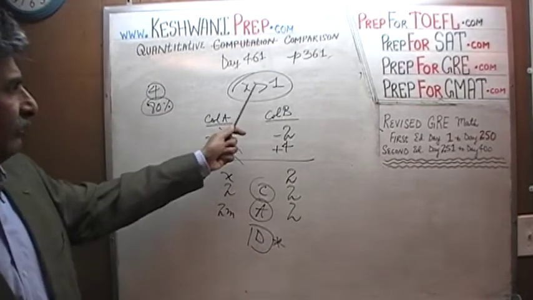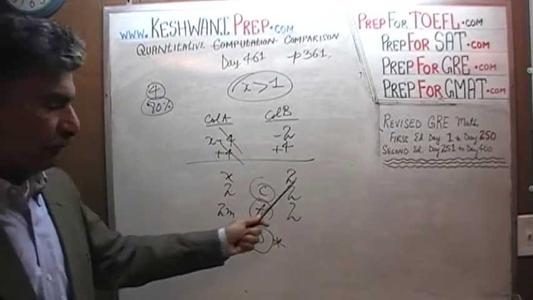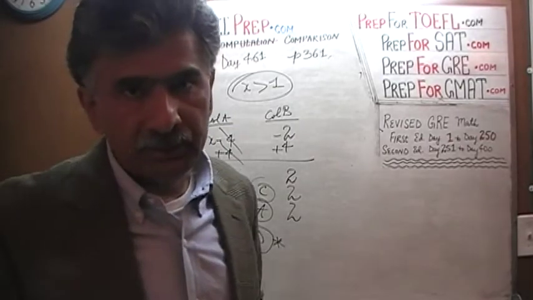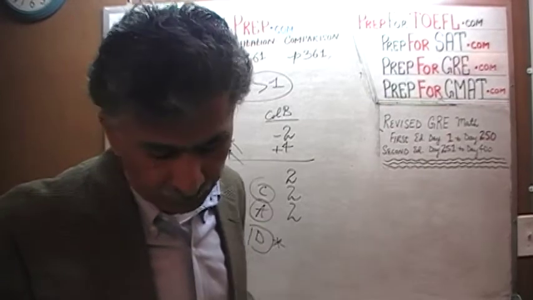All we know is that x is more than 1. Well, how does x compare with 2? x could be 2, x could be 2 million, or x could be 2 billion. Who knows? It's not enough.